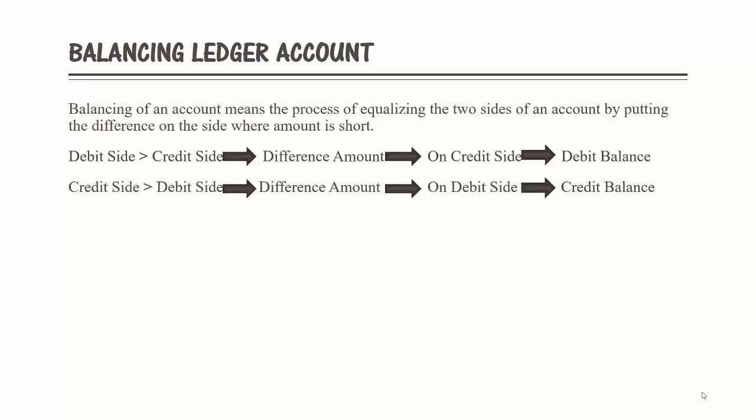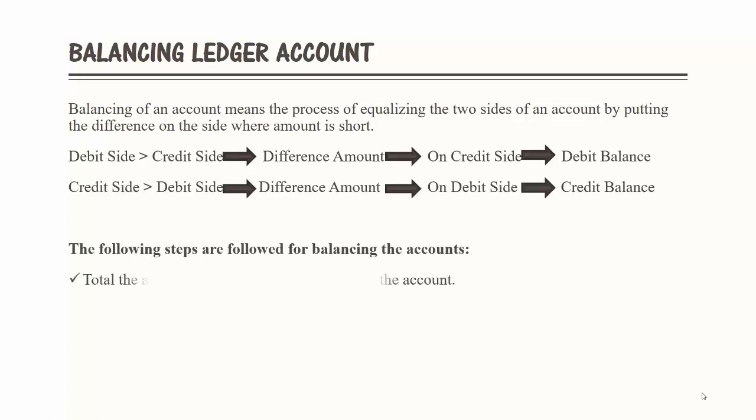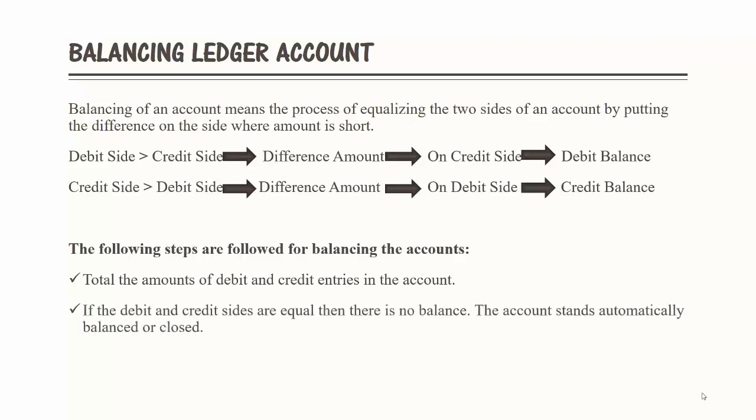Here it is important to note that you have to find out the nature of the balance, whether it is a debit balance or credit balance, on the basis of which side is greater. If the debit side is greater, then it will be a debit balance, and if the credit side is greater, then it will be a credit balance. Now apply the following steps for balancing the account. First, do the total of the amounts of both sides, that is debit side and credit side of the account. After that, if the debit side and the credit side are equal, then there is no balance. The account stands automatically balanced or closed.